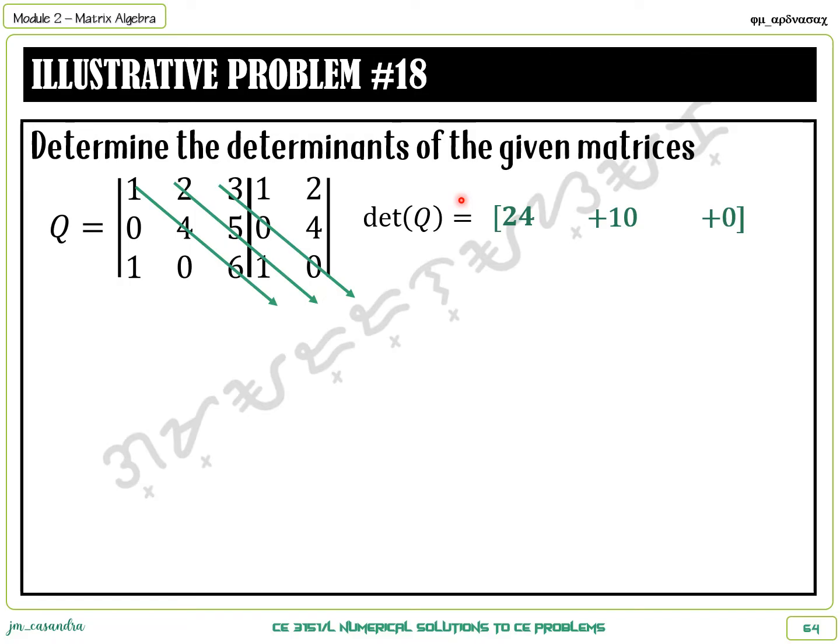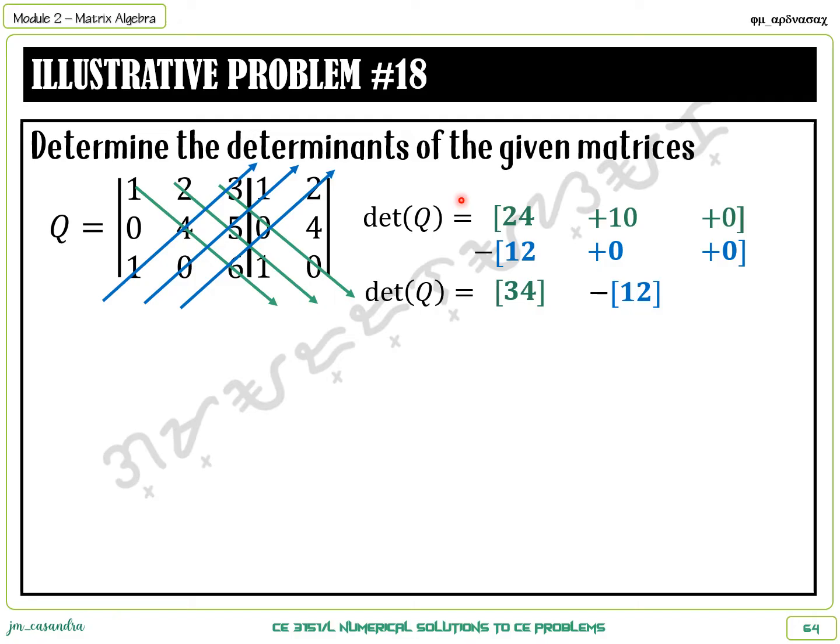So subtract that from the upward diagonal. We have 1 times 4 times 3. That will now be minus the quantity 12 plus 0 times 5 times 1. So that's 0. And then we have 6 times 0 times 2. That's 0. So completing now our equation, the determinant of matrix Q is equal to 34 minus 12, giving us an answer of 22. So the determinant of matrix Q is equal to 22.